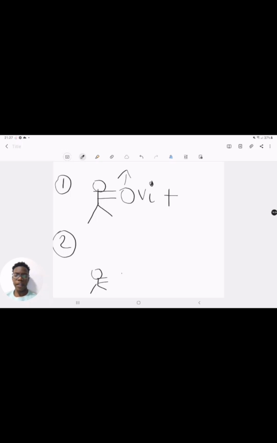Number two, okay, I'm going to draw the person down here. When that ball reaches its maximum height, then the velocity at that maximum height is 0. And then your ball is preparing to change direction, to move in the opposite direction from where it came, which is downwards, right?